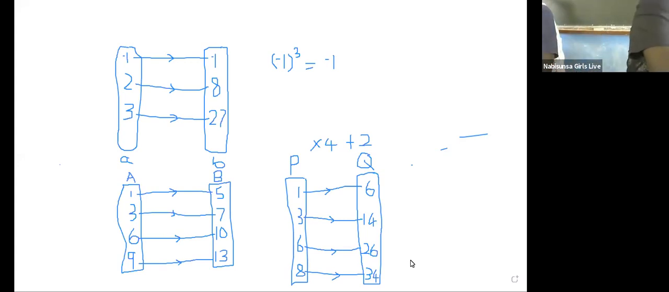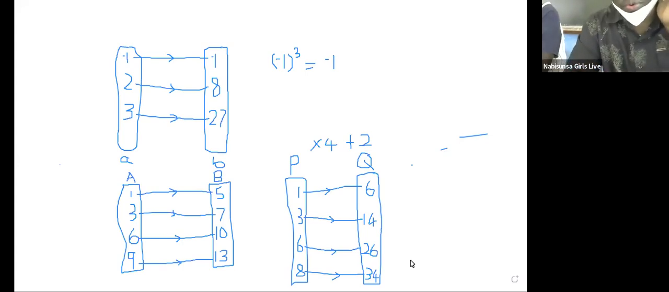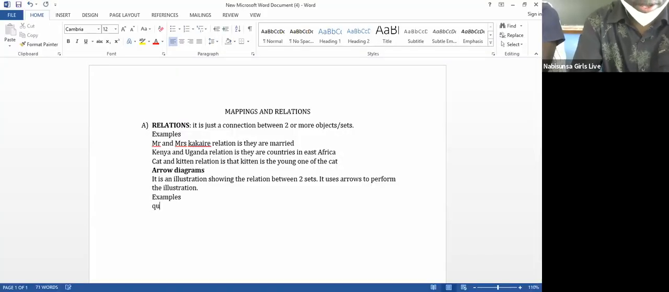Now, the next thing we are going to look at. We have now looked at the relations, and if it's okay, I'm just going to give you one question to try. I'm going to share my screen and give you the question now. So the examples are done. Now we are on a question.